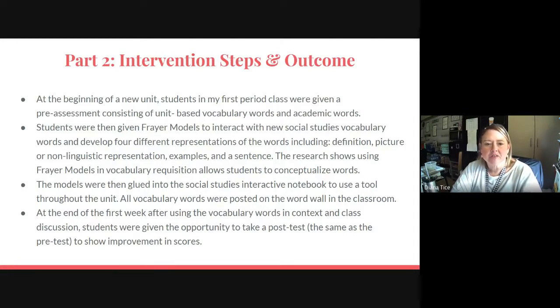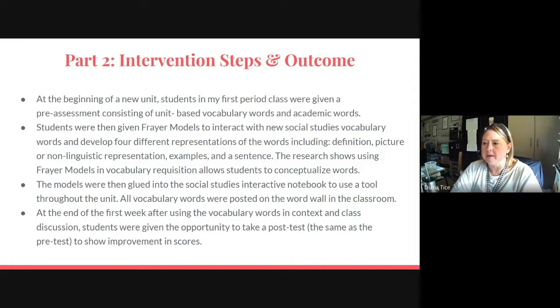So students were then given a Frayer model to interact with new social studies vocabulary words and develop 4 different representations of the words, including a definition, a picture or non-linguistic representation, some examples, followed by using the word in a sentence. This is a little different from the original Frayer model, and I'll show you an example of that in just a minute. The research shows using Frayer models in vocabulary acquisition allows students to conceptualize words.